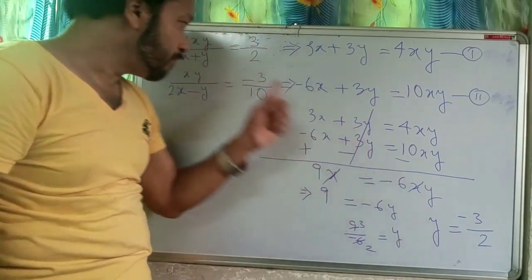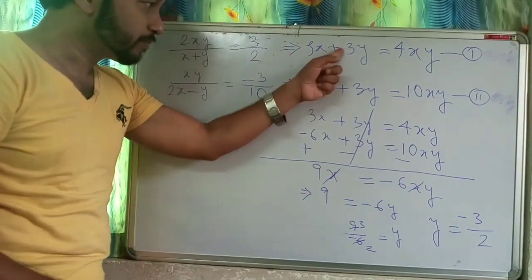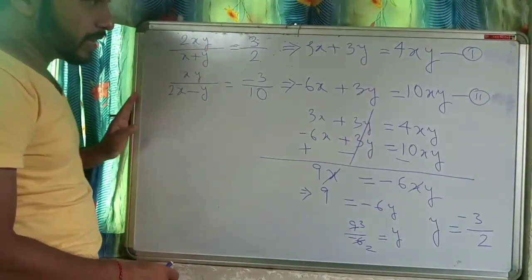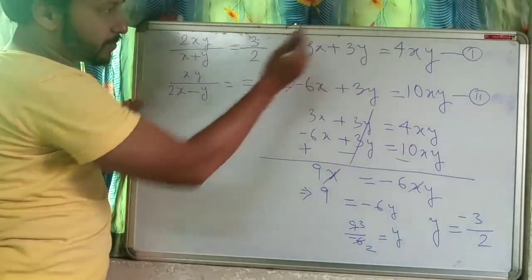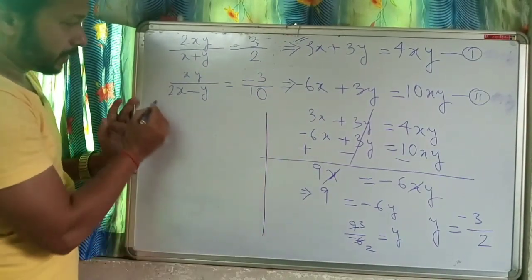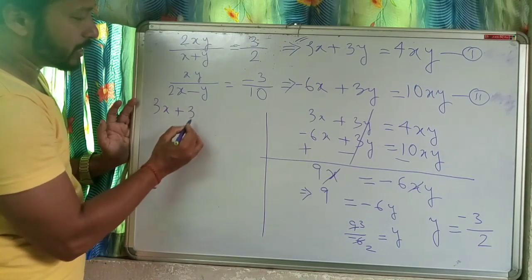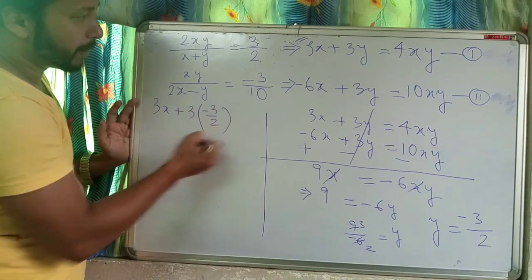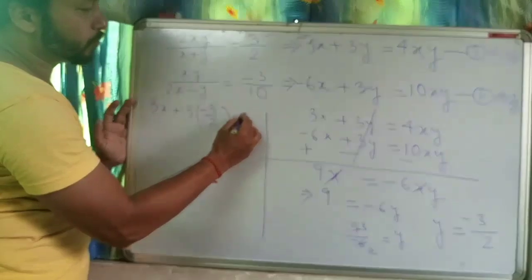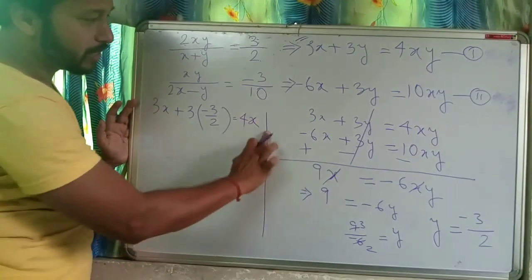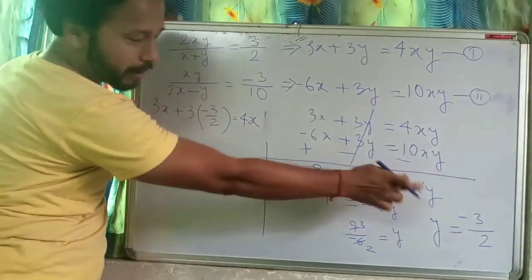This value will be put in any of these equations. Now, whichever you find easier. Let us go for the first one only. 3x plus 3y. What is y? Minus 3 by 2 equal to 4xy. What is x? We do not know. What is y? We know that y is minus 3 by 2.